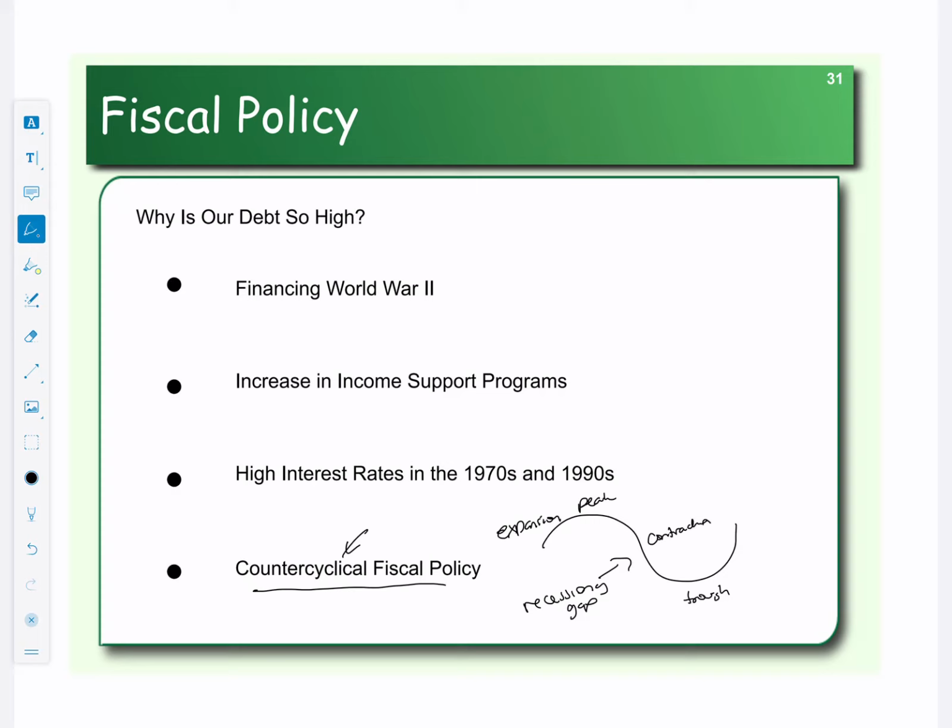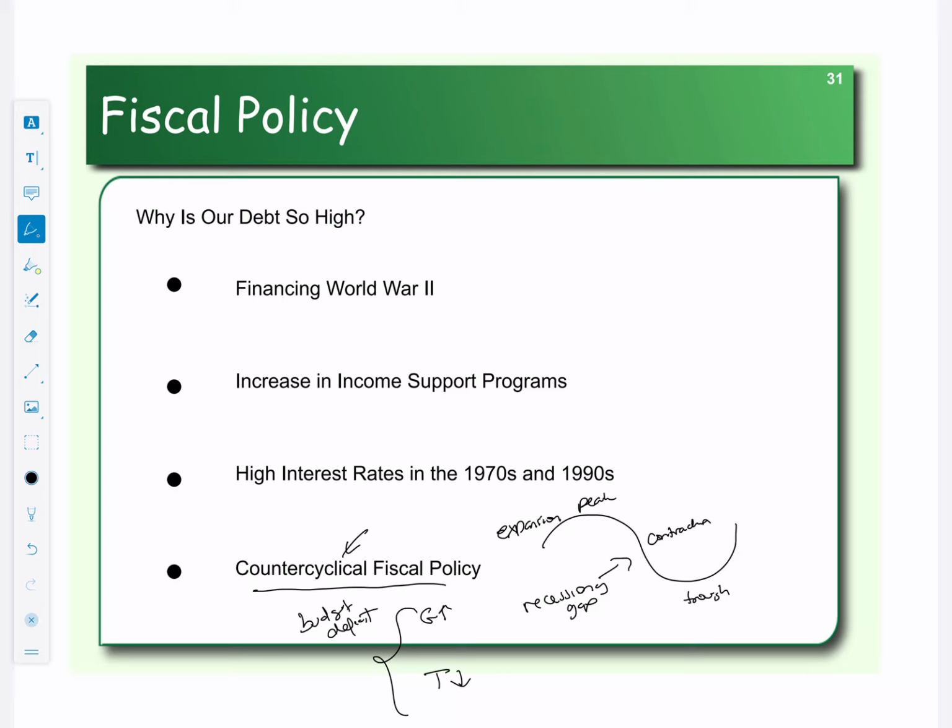Well, how do you close the recessionary gap? You can stimulate the economy with government spending. You can get money in people's pockets so they spend by lowering taxes. Now, the challenge with the counter-cyclical fiscal policy is that if we are focusing on closing the gap, we are going to have a budget deficit, which adds to the debt.